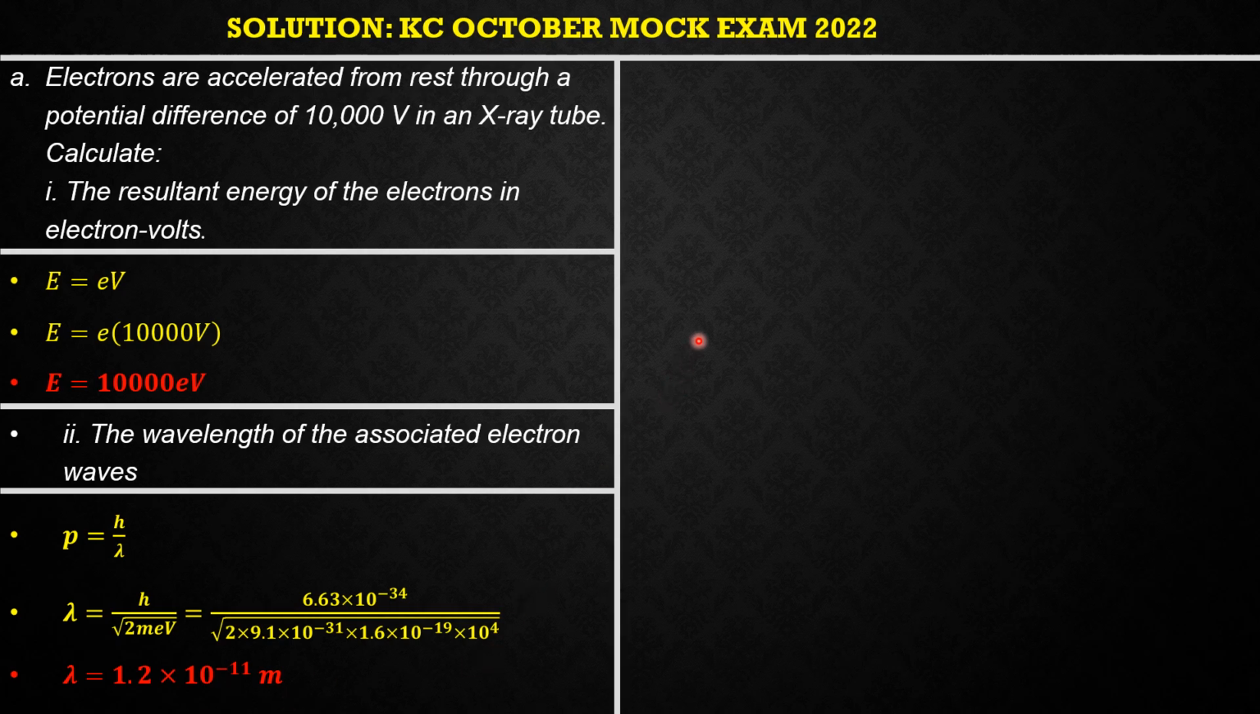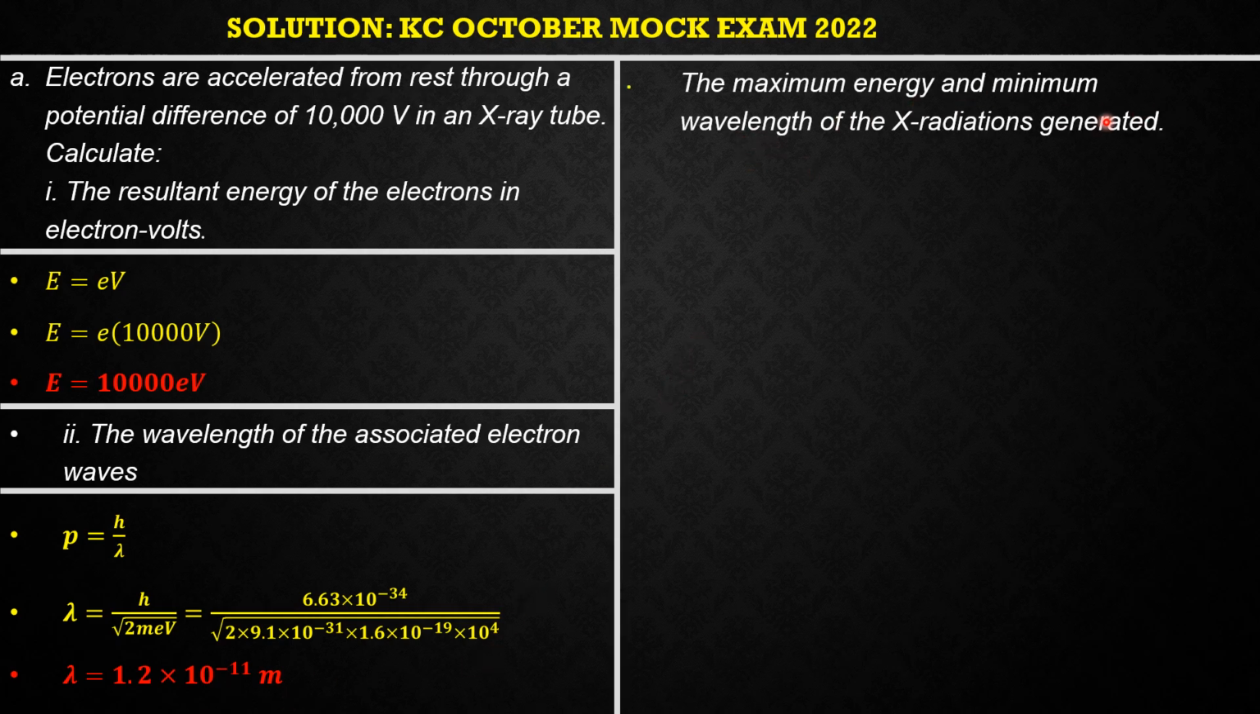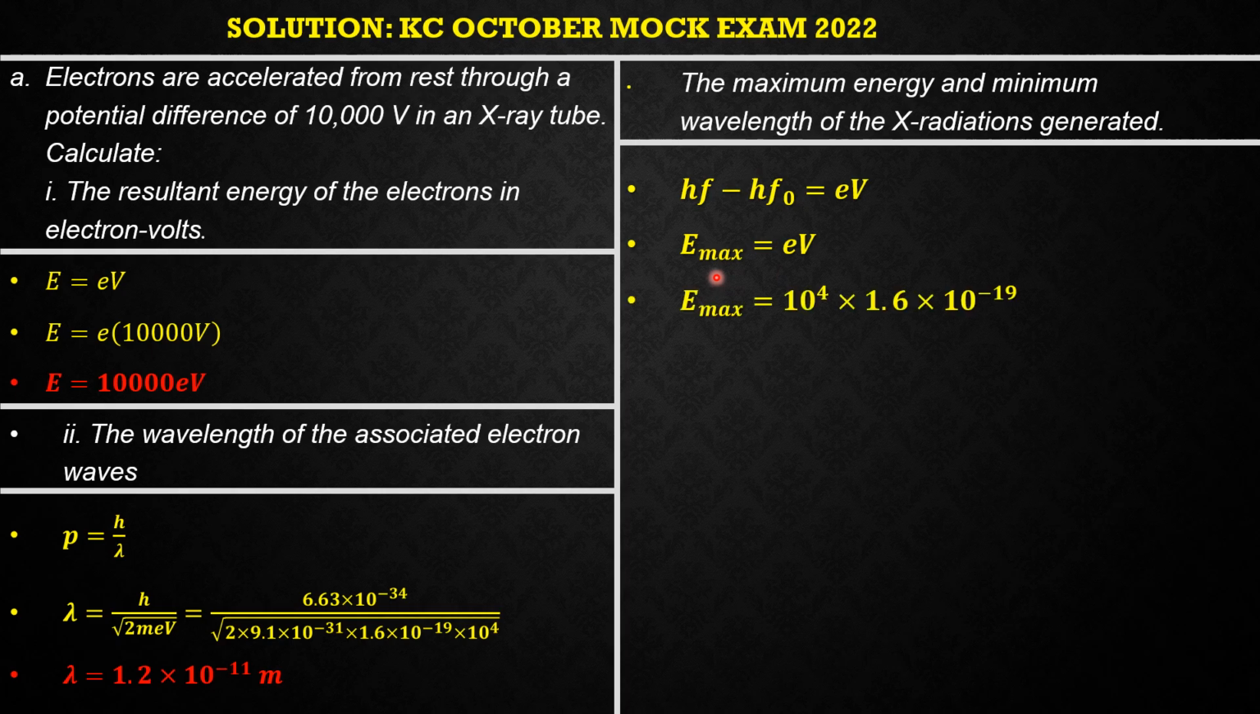So we're going to come over here, and then the maximum energy and maximum wavelength of the X radiation generated. So maximum energy is basically eV. So that's our Emax. So eV is basically, again, V is 10 to the power 4, and then e is 1.6 times 10 to the power negative 19. That's the charge on an electron. So we can actually have the Emax to be 1.6 times 10 to the negative 15 joules.